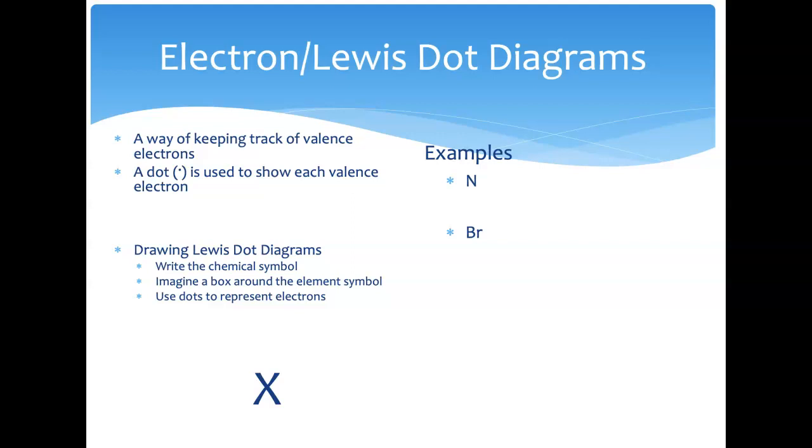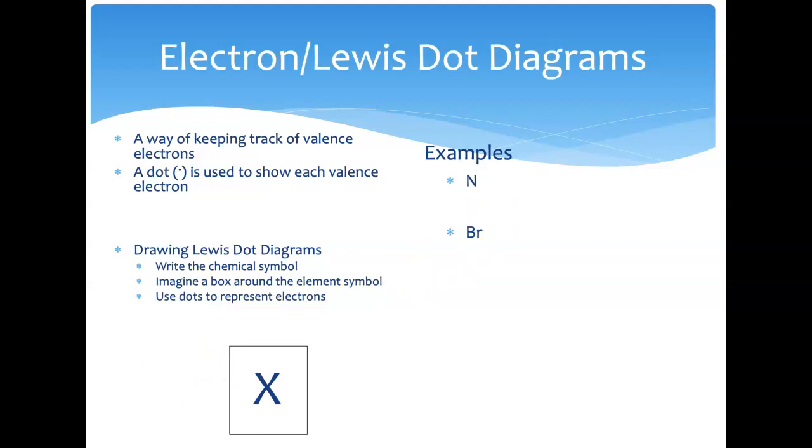So step 1, draw the element's symbol. In this case, I've used an X. Then imagine a box around the element, and you don't need to draw this box, this is imaginary, and then use dots to represent the electrons. 2 dots per side on the Lewis dot diagram.